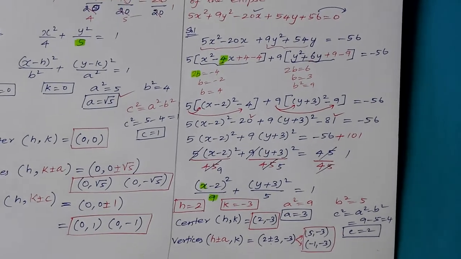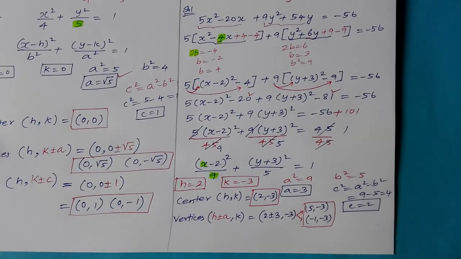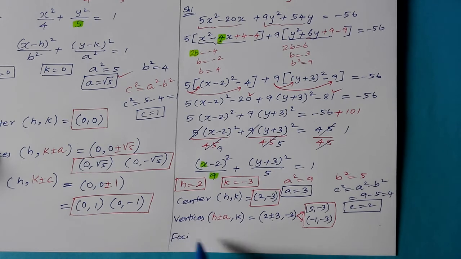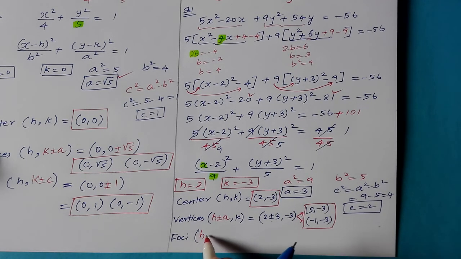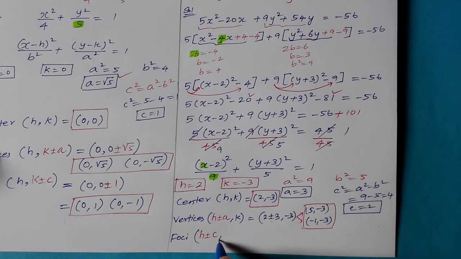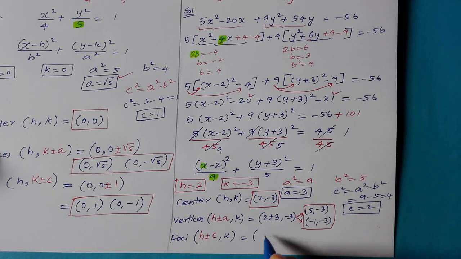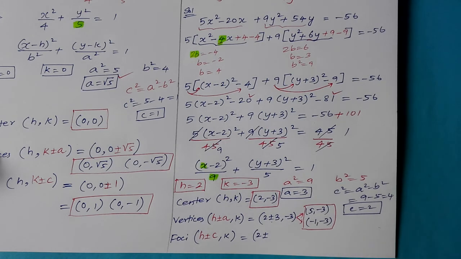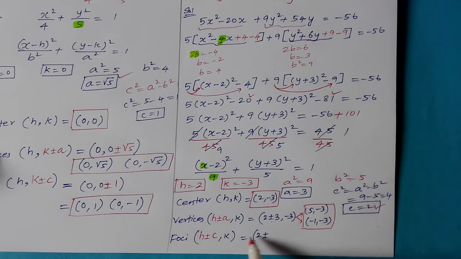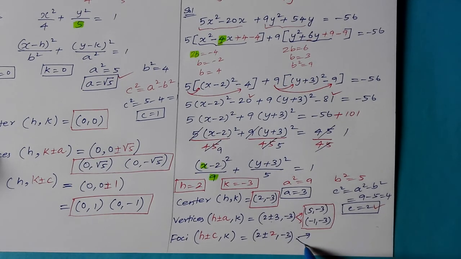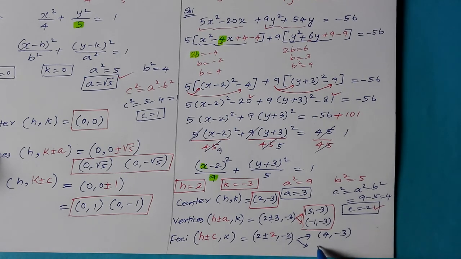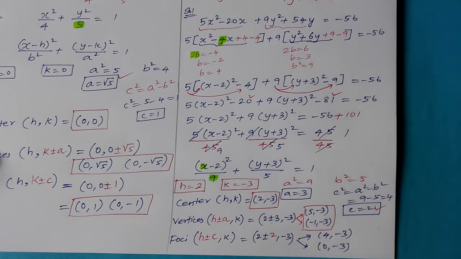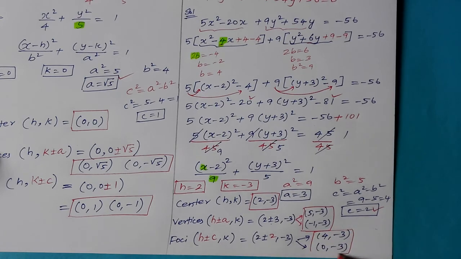And the foci, what about the foci? For c, it is h plus or minus c comma k. h is 2 plus or minus c, whose value is 2, comma minus 3. Just write two values. Plus means 4 comma minus 3, and here 0 comma minus 3. So these are the foci.